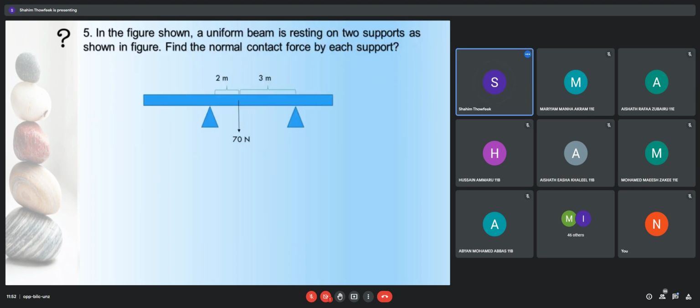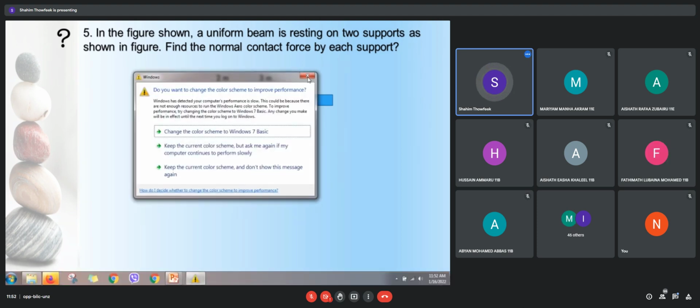Question number 5. Okay, let's try to solve this question. In the figure shown, a uniform beam is resting on two supports. First of all, they are mentioning a uniform beam. Then the center of gravity is at the middle of the beam, right? The mass is uniformly distributed, uniform beam.